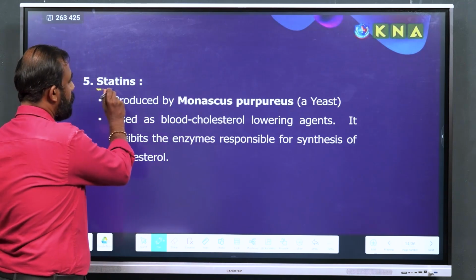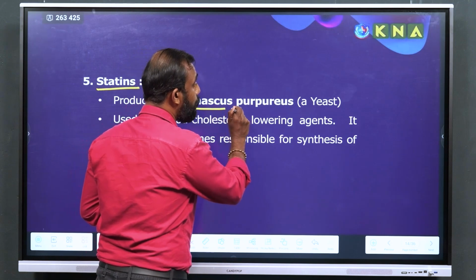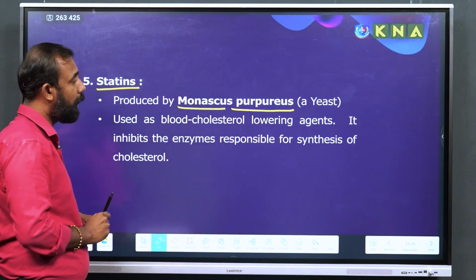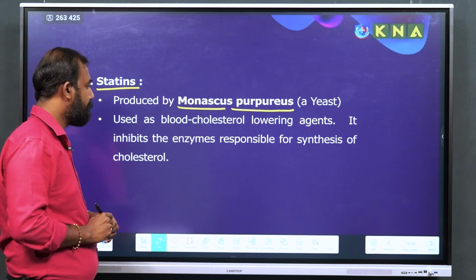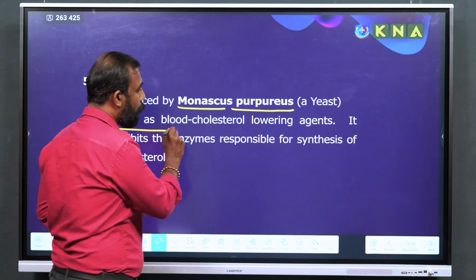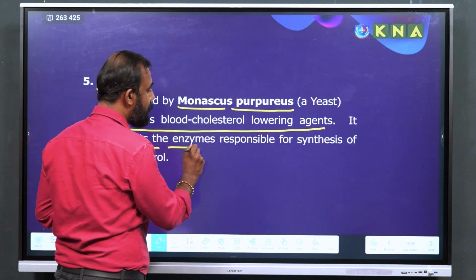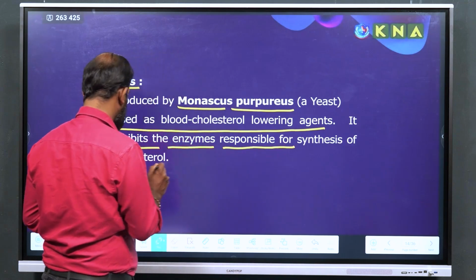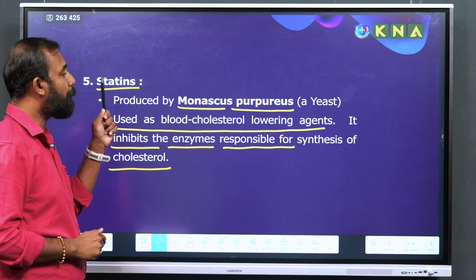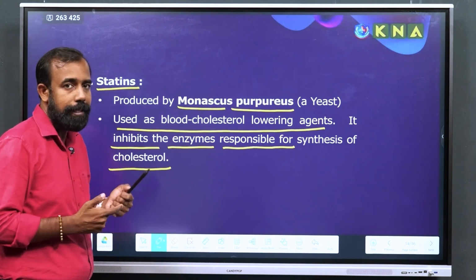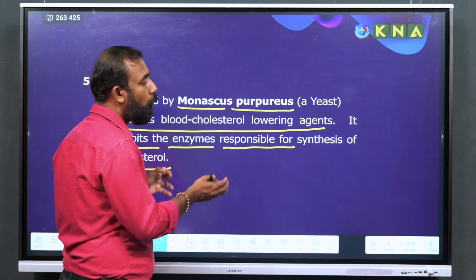Next, statin. Statins are produced by the yeast Monascus purpureus. Very, very important. Statin is produced by Monascus purpureus. It's a yeast. And statin is used as a cholesterol-lowering agent. It inhibits the enzymes responsible for the synthesis of cholesterol. So this statin is used as a blood cholesterol lowering agent.